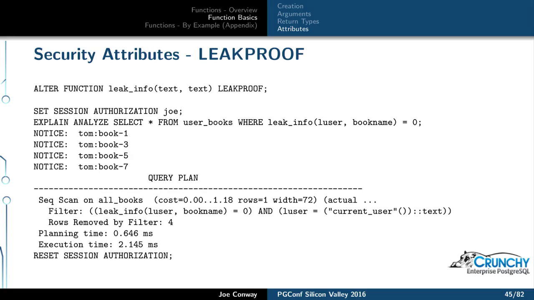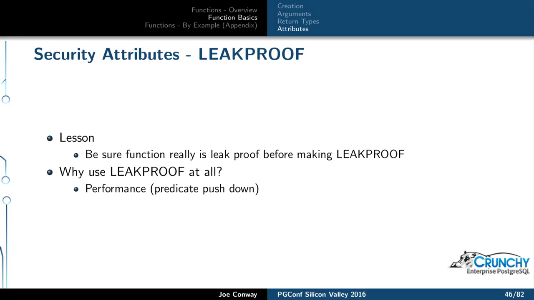But if I go in there and mark that function leakproof, I'm right back to where I started. So the lesson here is, make sure the function really is leakproof if you're going to mark it leakproof. Why would you want to use it? Because for performance reasons. There are certain things, if you know it's leakproof, it can get pushed down into the view. There may be performance benefits from doing that.